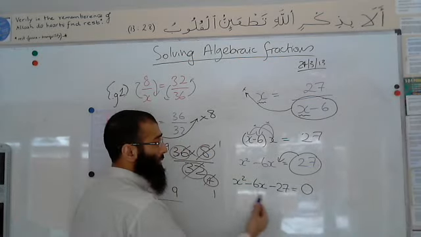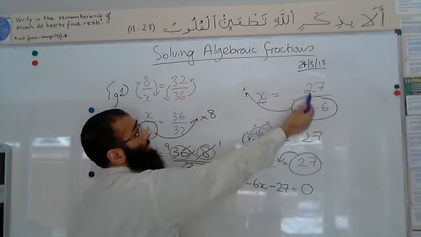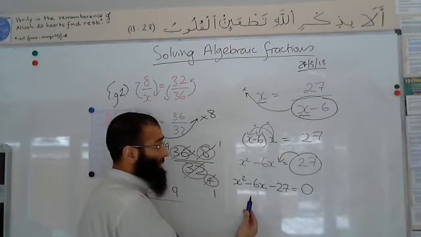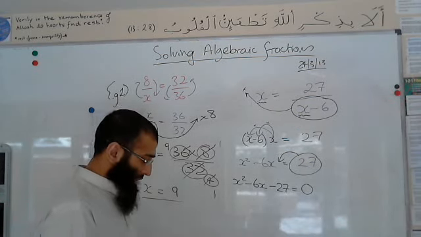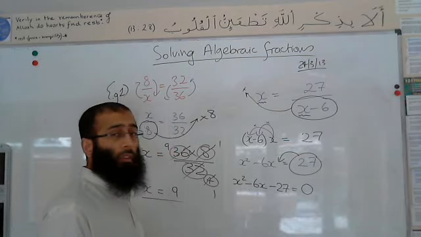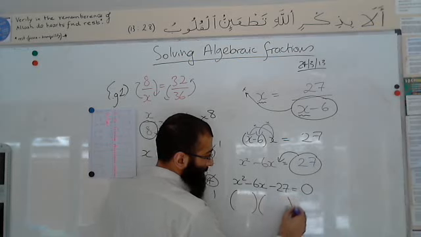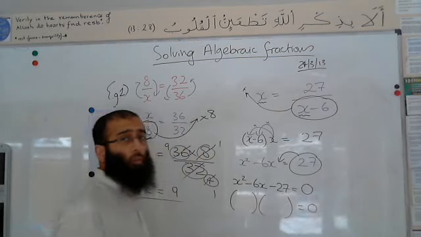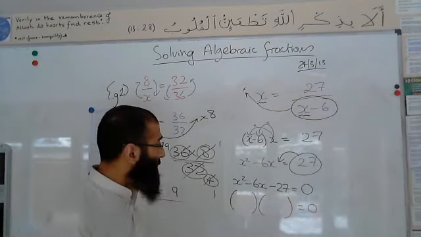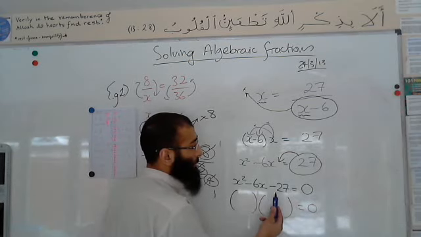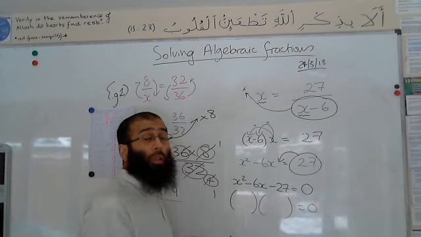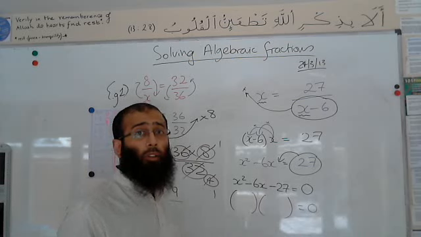Okay, so this is a quadratic equation. So what started as a fraction has ended up as a quadratic equation. Now we should know how to deal with the quadratic equation. We need to factorize it. Okay, when we factorize a quadratic equation, we're going to find what two numbers multiply to give you minus 27. So we're now looking for the factors of minus 27.